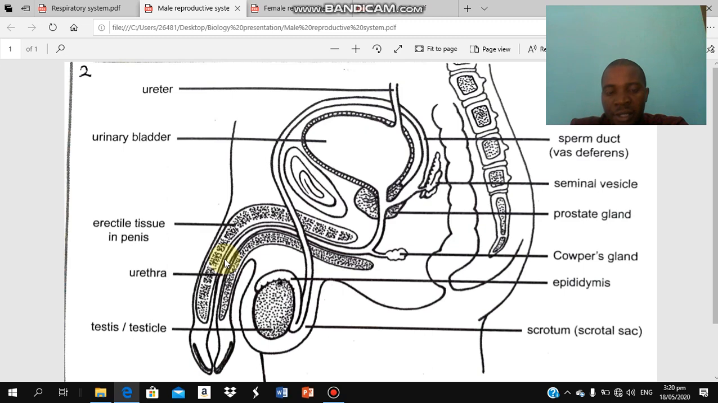First, the testis starts to produce sperm cells at the puberty stage. The second one is the sex organs will enlarge: the testicles and the penis will enlarge. The third one is the voice deepens. The fourth one, and the last secondary characteristic in boys, is that hair grows under the armpits and around the sex organ.